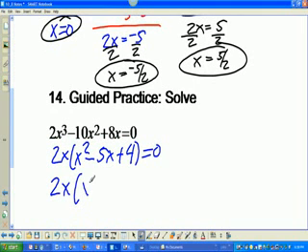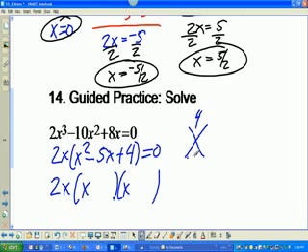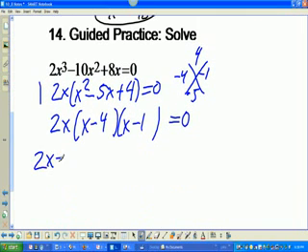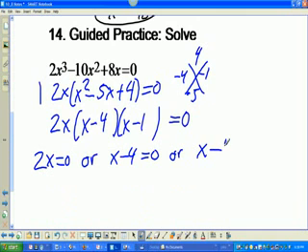Then I do my factor, and I'm going to go x and x. Since my leading coefficient is 1, I'm looking for two numbers that multiply to 4 and add to a negative 5. Well, that'll be negative 4 times the negative 1 is a positive 4. Negative 4 plus the negative 1 is a negative 5. So I'll say x minus 4, x minus 1 equals 0. I have three factors here, and I'm going to see which one could be 0. So 2x equals 0, or x minus 4 equals 0, or x minus 1 equals 0.